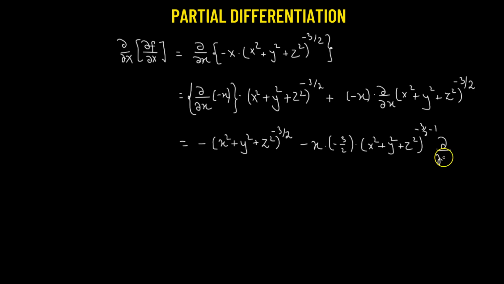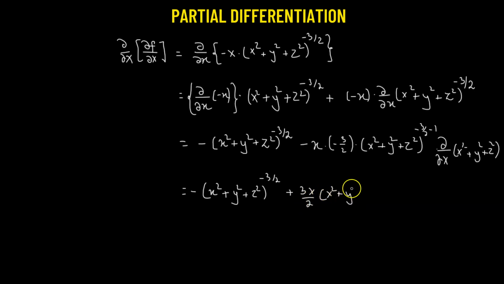So we'll multiply it to the partial with respect to x of x squared plus y squared plus z squared. So this will give us negative of (x squared plus y squared plus z squared) raised to the power of negative 3 over 2. We have plus 3x divided by 2 multiplied to (x squared plus y squared plus z squared) raised to the power of negative 5 over 2 multiplied to the partial with respect to x of x squared plus y squared plus z squared, which is simply 2x.